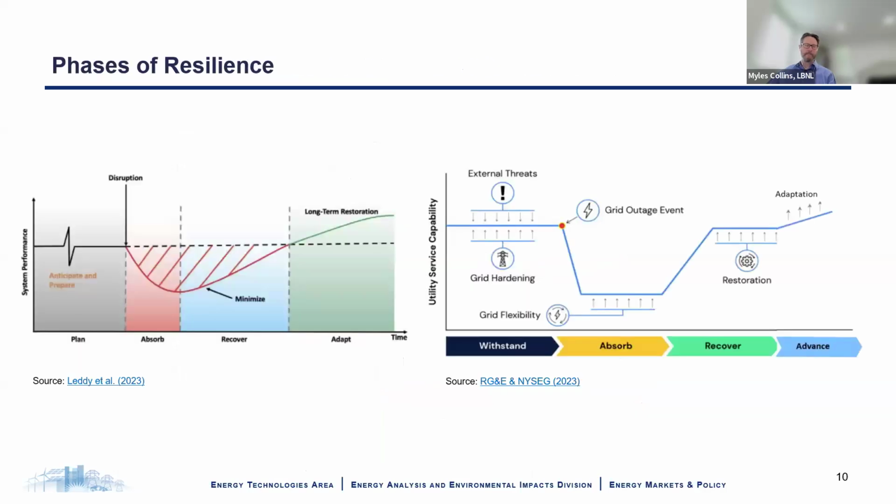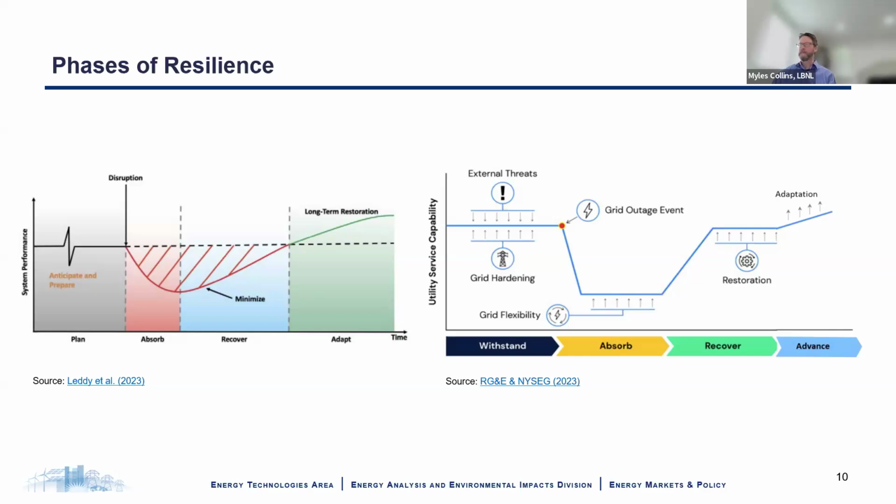Next slide, please. Okay, so moving into resilience. This slide depicts a common visual representation of resilience. It has a version of this graphic from the literature on the left, and one from an actual utility resilience plan on the right. They're illustrative, but they show characterization of system performance on the y-axis and time on the x-axis, and it walks through what would be a resilience event from left to right.